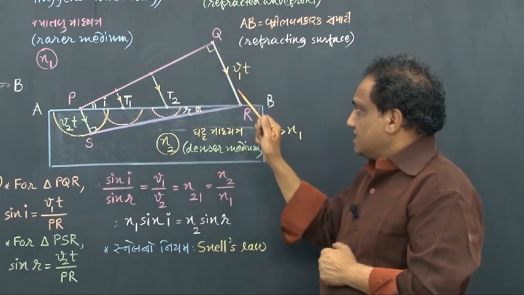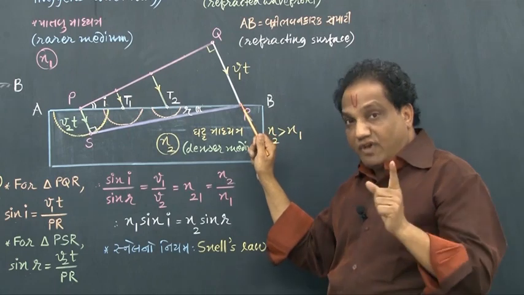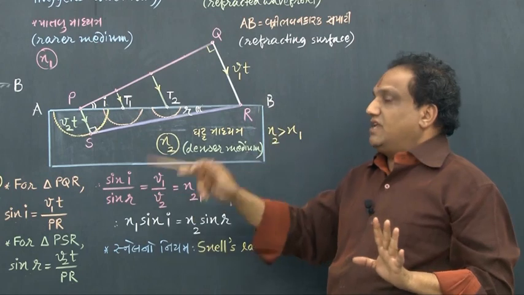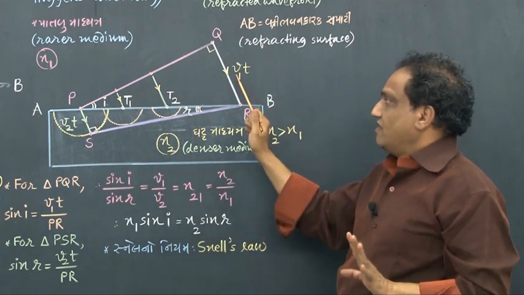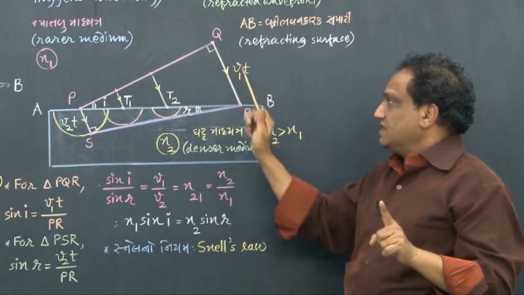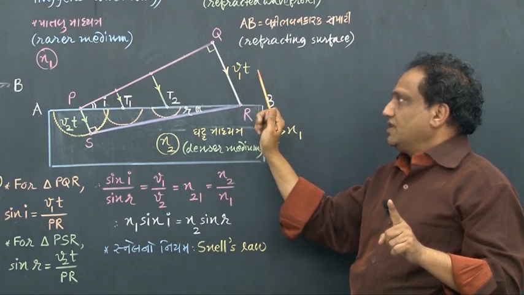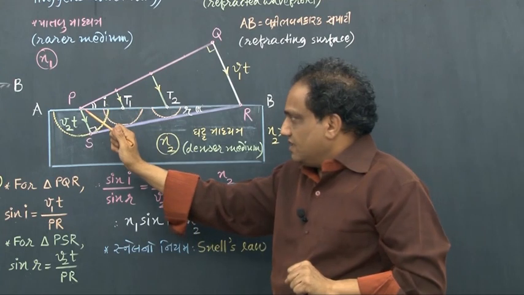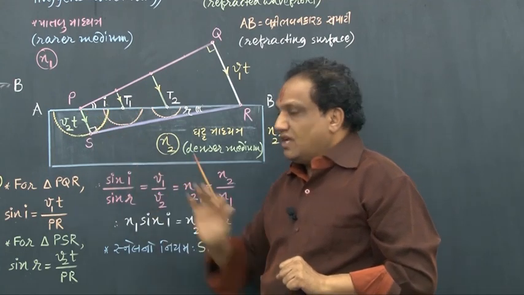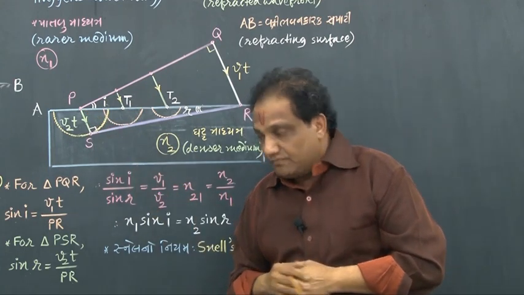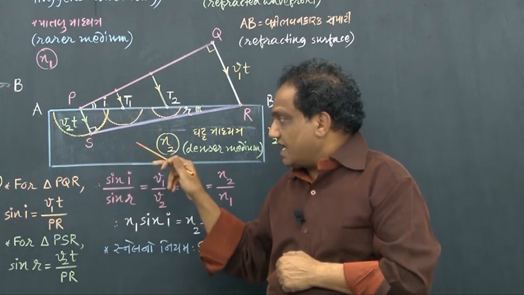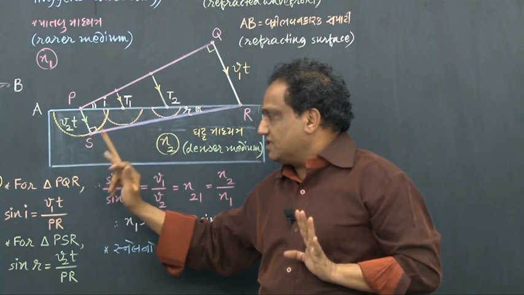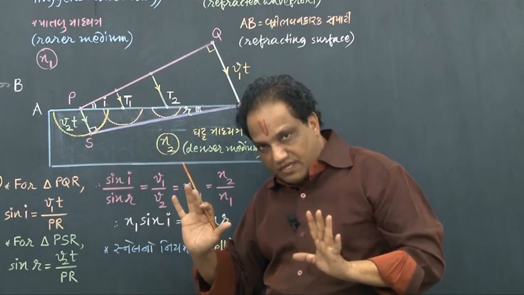This is the distance traveled by the incident wave in time t, and because the distance is traveled in the first medium where the velocity of the wave is v1, this much distance would be constant velocity into time, that is v1 into t. Similarly, this is the distance travelled by the refracted wave in time t in the second medium where the wave velocity is v2. That's why this much distance is v2 into t.